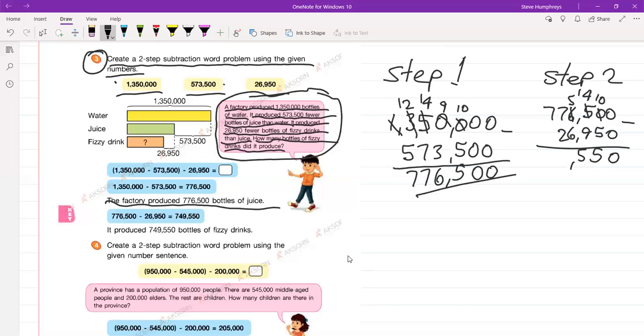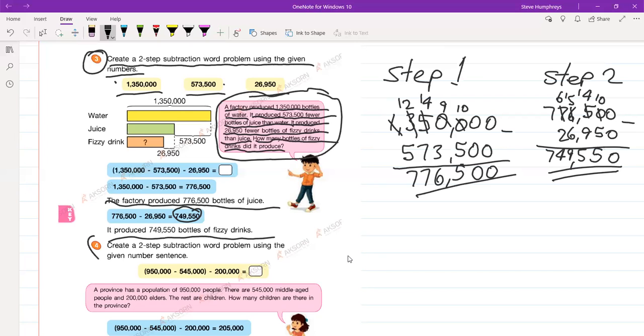5 minus 6 you can't do. You need to borrow. 15 minus 6 is 9. 6 minus 2 is 4. And 7. Answer: 749,550. There's that answer. It produced 749,550 bottles of fizzy drinks. Okay.